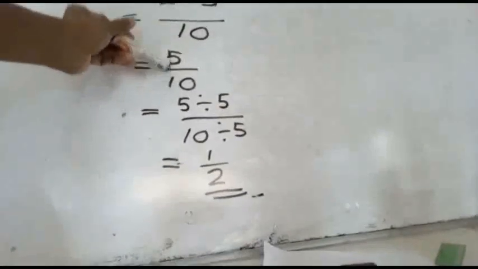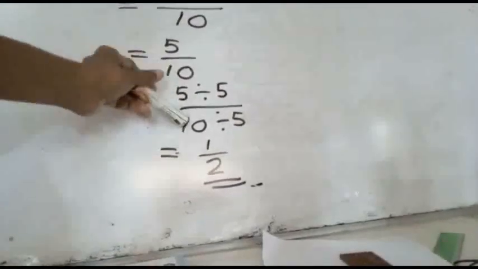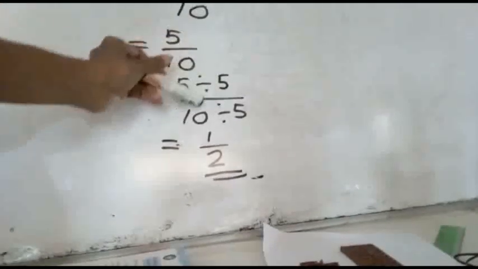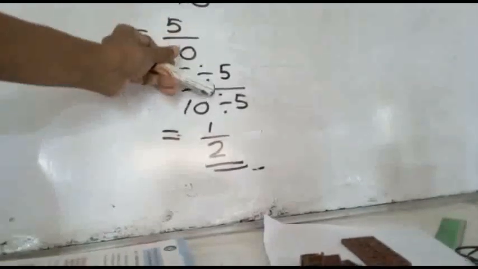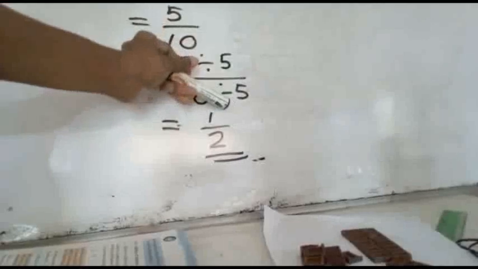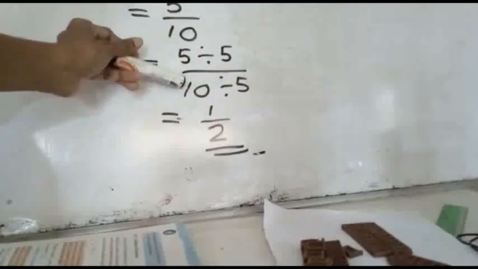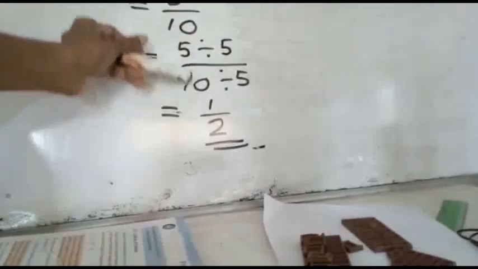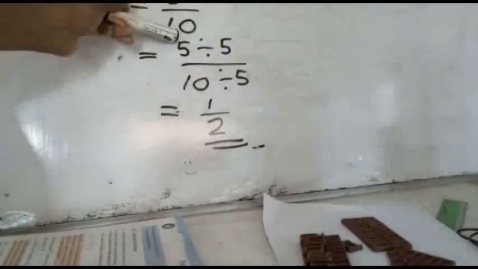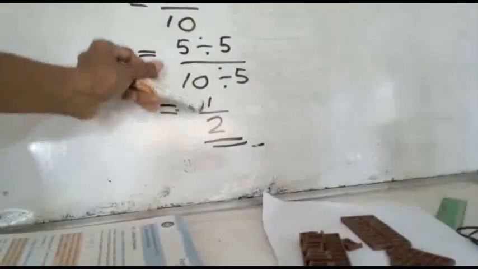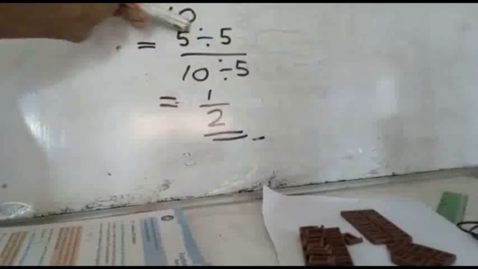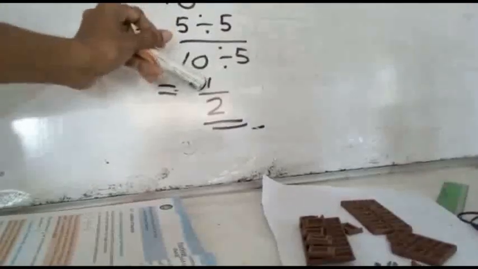5 over 10: 5 and 10 can be divided by 5. Both numerator and denominator are divisible by 5. We can find the equivalent fraction of 5/10. The simplest form of 5 over 10 is half. Then the answer is half.